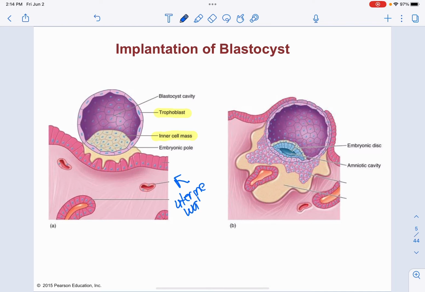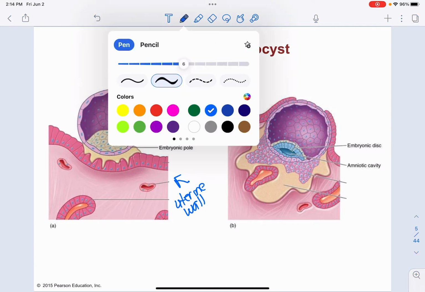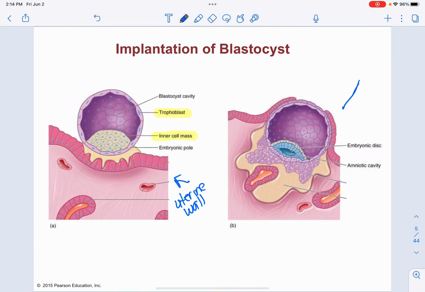So you can begin to see it implant into the uterine wall. So this ball of cells actually goes into the uterine wall and changes again. So notice what is happening to the inner cell mass here. So you can see the inner cell mass.